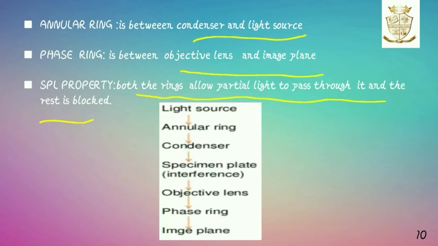The pathway of light through the phase contrast microscope is shown in the flowchart here. The light from the light source passes through the annular ring, then the condenser, then the specimen plate and the objective lens, then the phase ring and the image plane. The image is detected from the image plane.